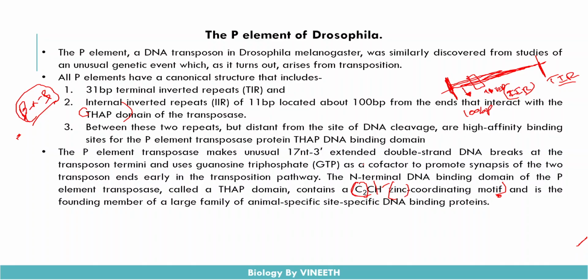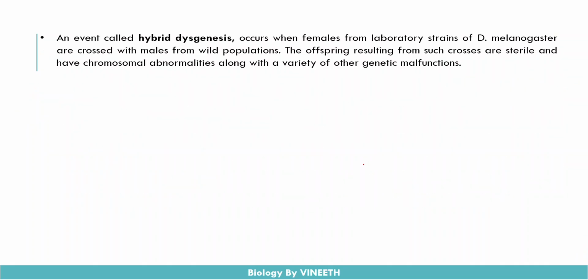Okay, now an event called hybrid dysgenesis, where the P element is responsible for production of a sterile hybrid.